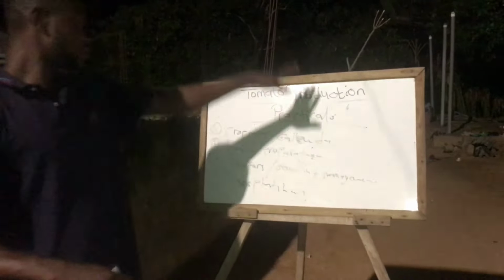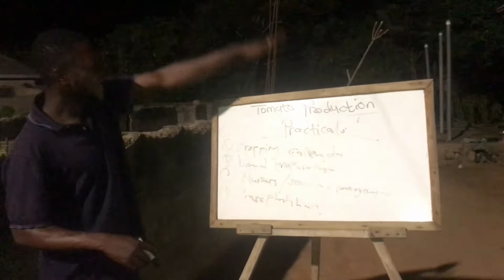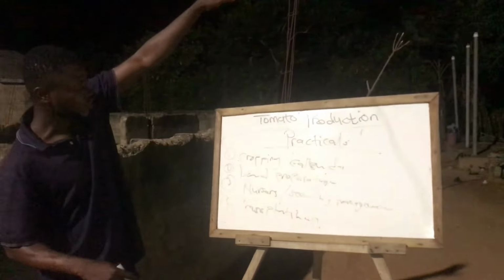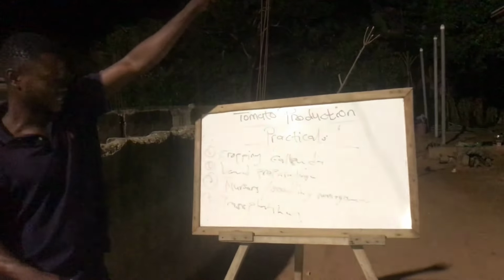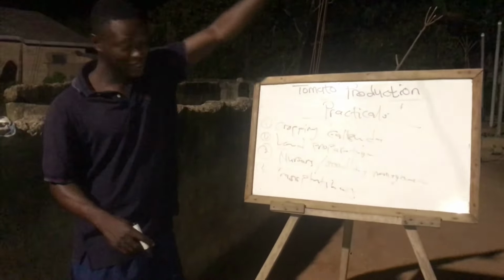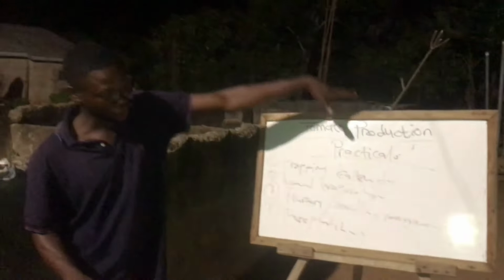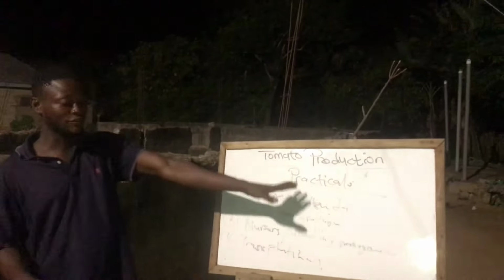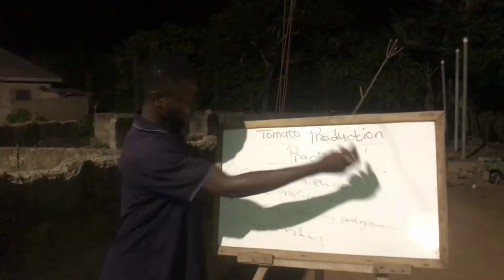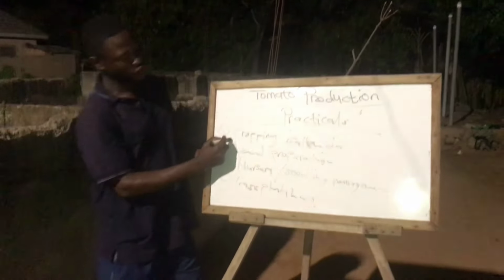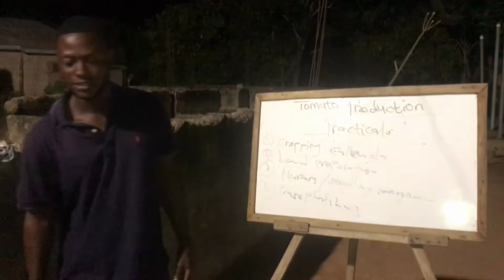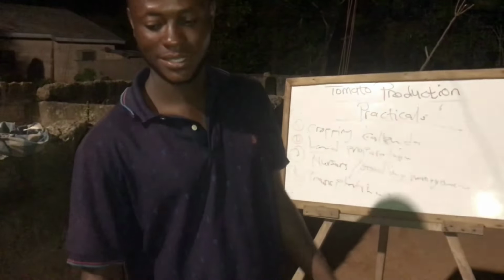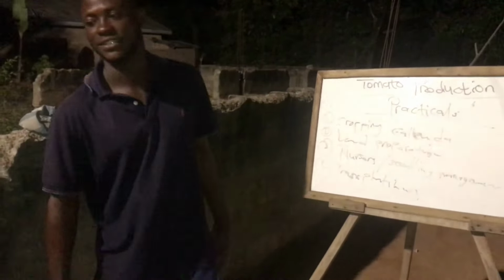So once you are done with your land, your variety, your market as factors to consider, you come to the practical aspect of the production. In the practical aspect, the first thing you consider is your cropping calendar: when? I hope I'm making sense. You consider the cropping calendar, when to do the cultivation.